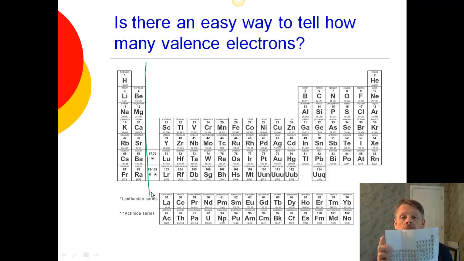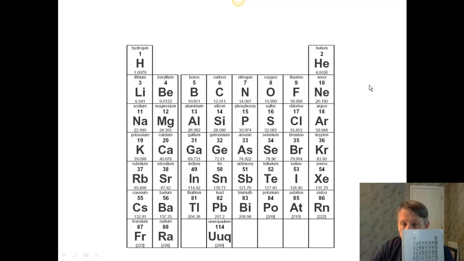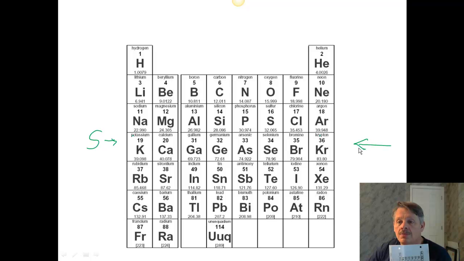Now what I would like you to do is take that line and fold the entire periodic table and take it over until it hits here. So what happens when you do that is you fold it and you make it come in like this. And when you're done, you should have a periodic table where you're only showing the main block elements. The S block elements over on the left-hand side and the P block elements over on the right-hand side.